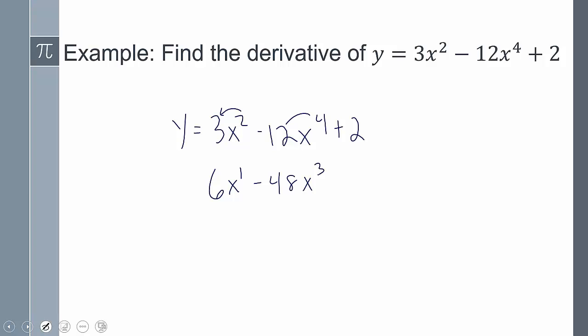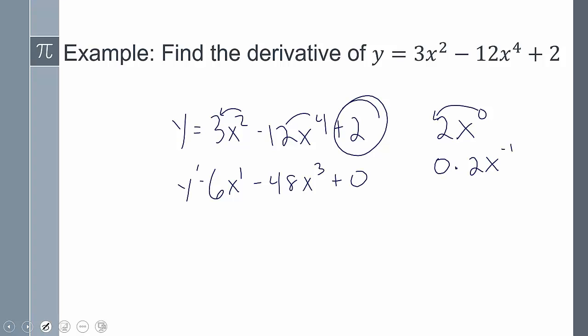And then if you ever have a constant, the derivative of the constant is 0. The reason is that this is 2x to the 0 power. Well, I bring that to the front, so 0 times 2x to the minus 1. Well, 0 times anything is 0, so that's why it turns into plus 0. And so my derivative is going to equal negative 48x cubed plus 6x.